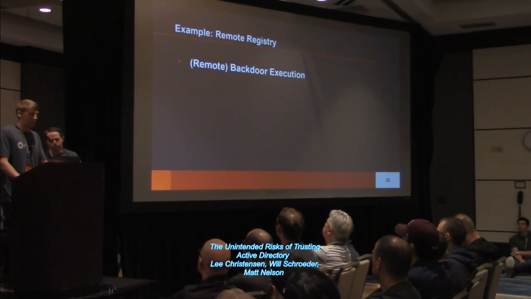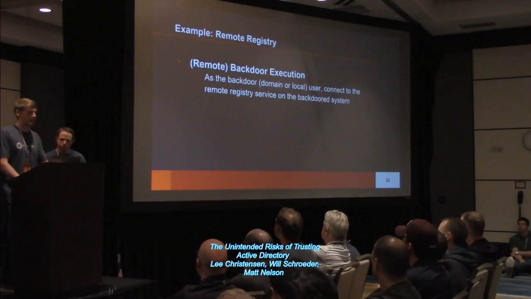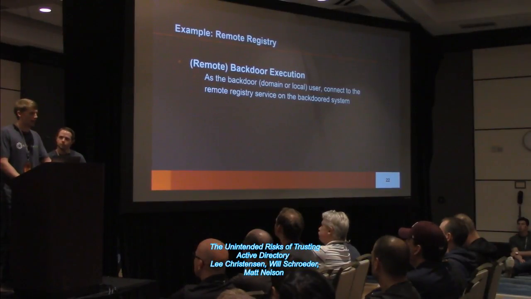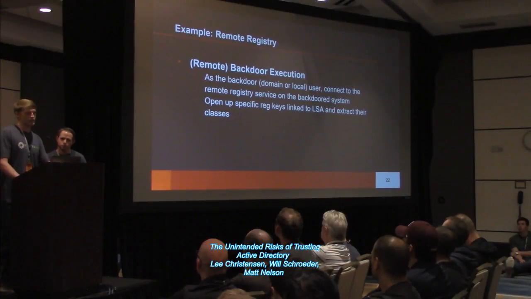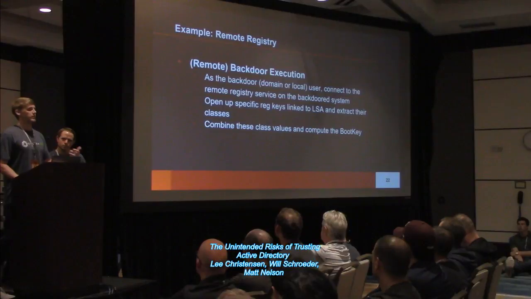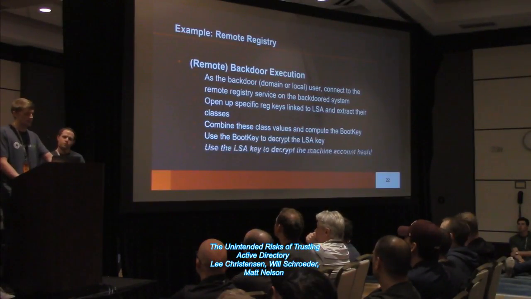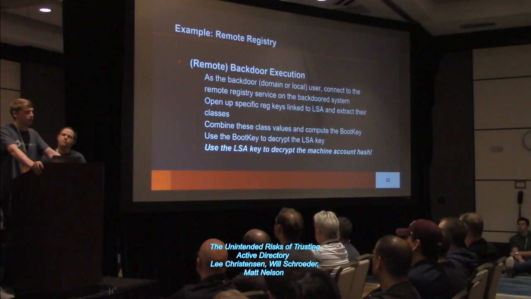Once we've added that backdoor, the process for retrieving this is pretty straightforward. As that backdoor user or group, we connect to the remote host over remote registry. We're able to do that because we've added that backdoor privilege for that specific user. Open up specific registry keys that are linked to LSA and extract those classes. Combine these class values to calculate the boot key. Use that boot key to decrypt the LSA key. Then we can finally use the LSA key to decrypt the machine account hash for that remote host.